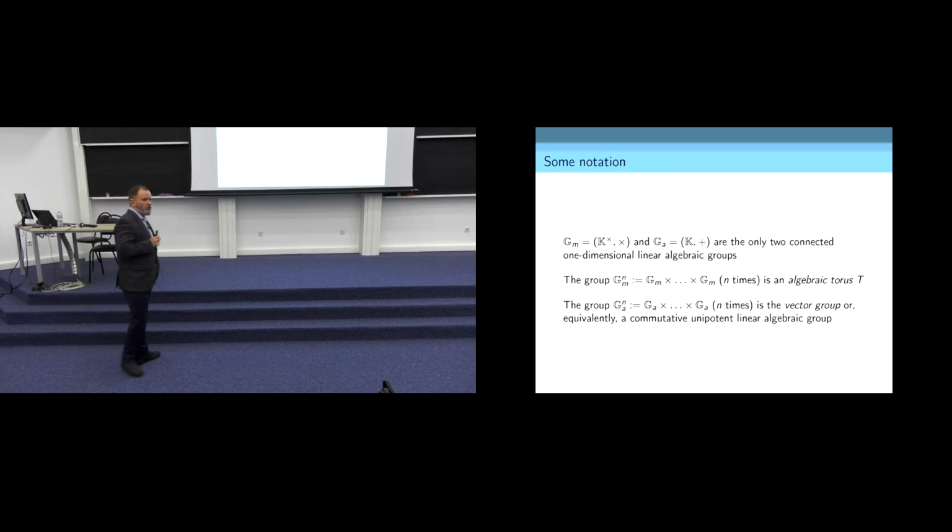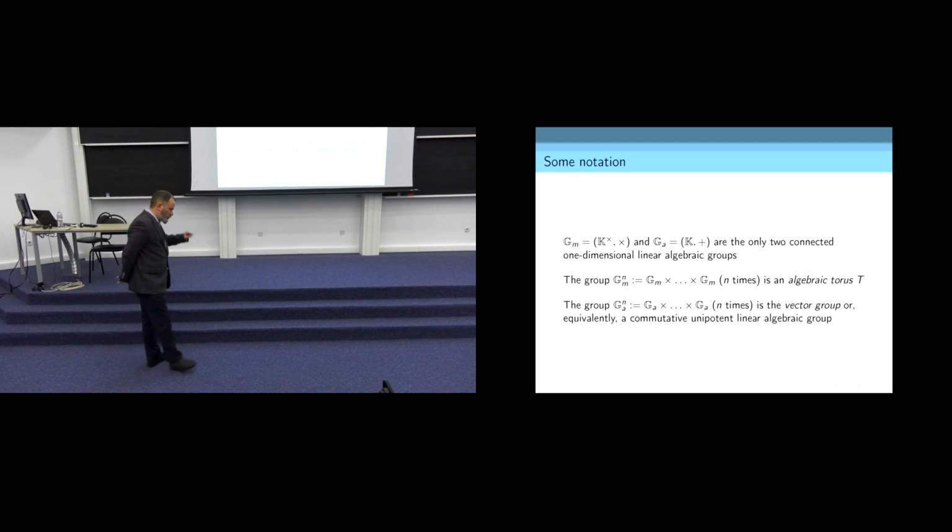Firstly, let me recall that there are precisely two one-dimensional connected linear algebraic groups, namely the additive group of the ground field and the multiplicative group of the ground field. No other. If we are interested in commutative affine algebraic groups, then we can take tori, which means we take the direct product of the multiplicative group. And we can take the vector group, the direct product of the additive group. And this is well known.